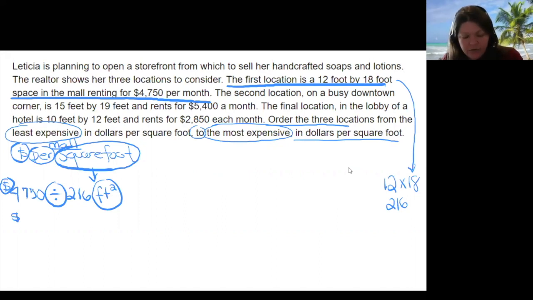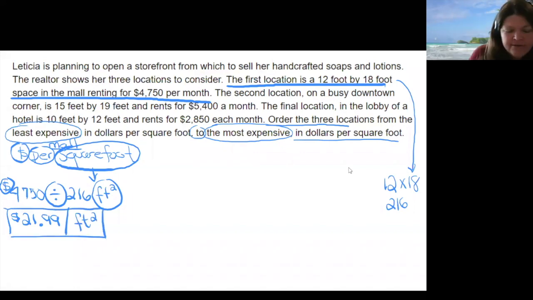It's like 21.9907, but Manal knew that this is money we're talking about. So the smallest coin we have is a penny. So we'll just round it to the nearest hundredth, the nearest cent. So $21.99 per square foot. Woo, that's some expensive real estate. They must be in the mall in Beverly Hills. I don't know what kind of word problem I was writing.